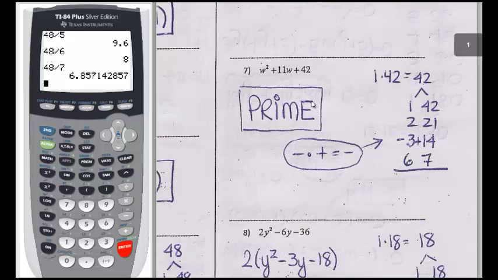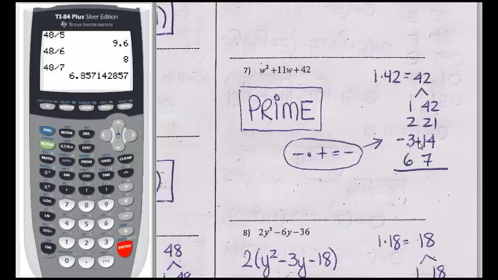Alright, problem number 7. Again, very similar. You multiply 1 times 42, create a list of numbers that give me 42. Once you have this list, which pair will give me 11? Well, 14 and 3 give me 11. 14 has to be positive because 11 is positive. And to give me 11, then the 3 must be negative.